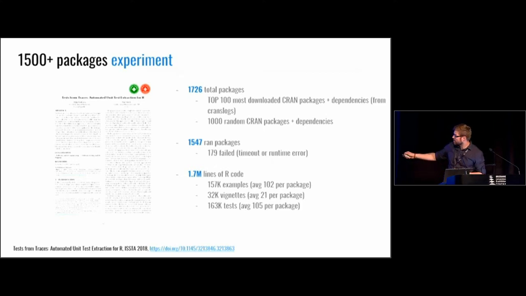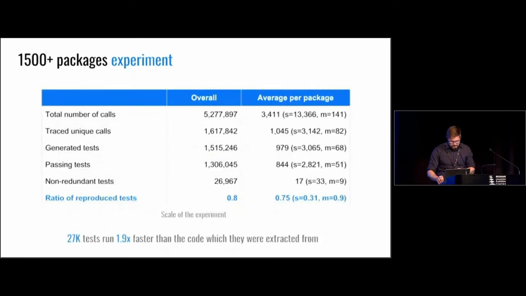But all of these packages which ran, there was about 1.7 million lines of code, and these are the sizes of the different examples, vignettes, and tests that we ran. So it was kind of big. In total, there were 5.2 million calls, but only 1.6 million were unique. So we discarded traces which are basically the same. From that, we managed to generate 1.5 million tests. 1.3 managed to pass, but only 26,000 made sense to keep because they were actually increasing the code coverage, right?